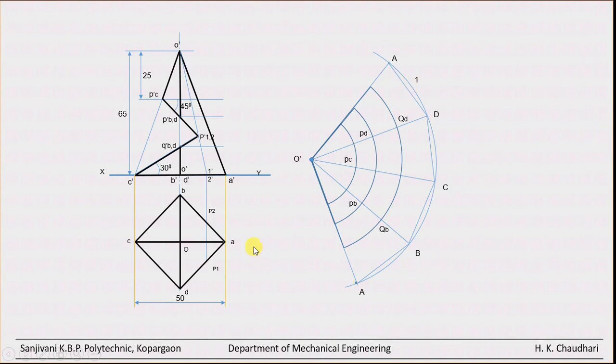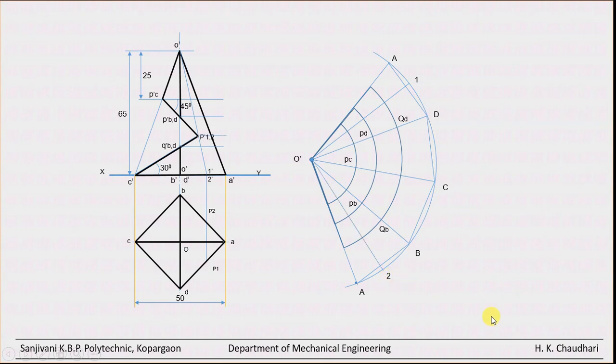Similarly, take the A to P2 distance, and from here mark A to P2. Okay, so just draw this generator first, O dash to 1, and similarly here first locate point number 2, and then draw the generator.